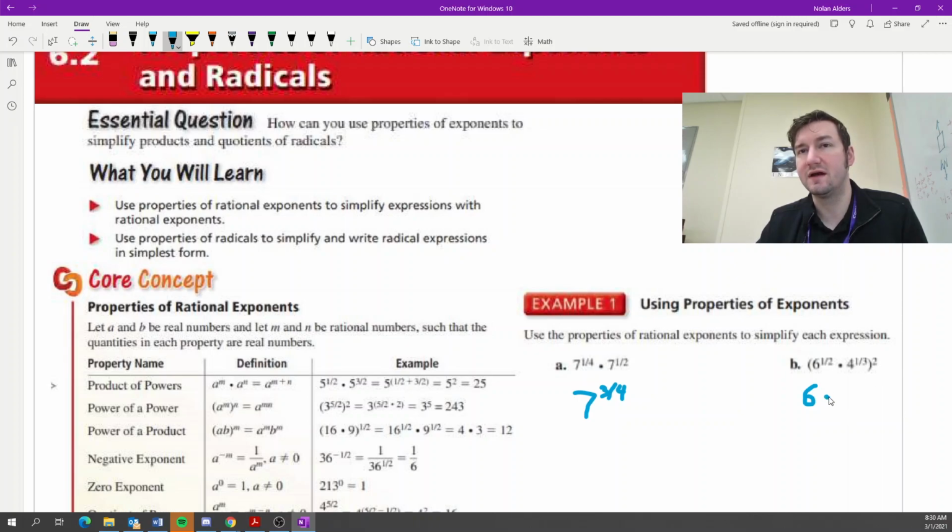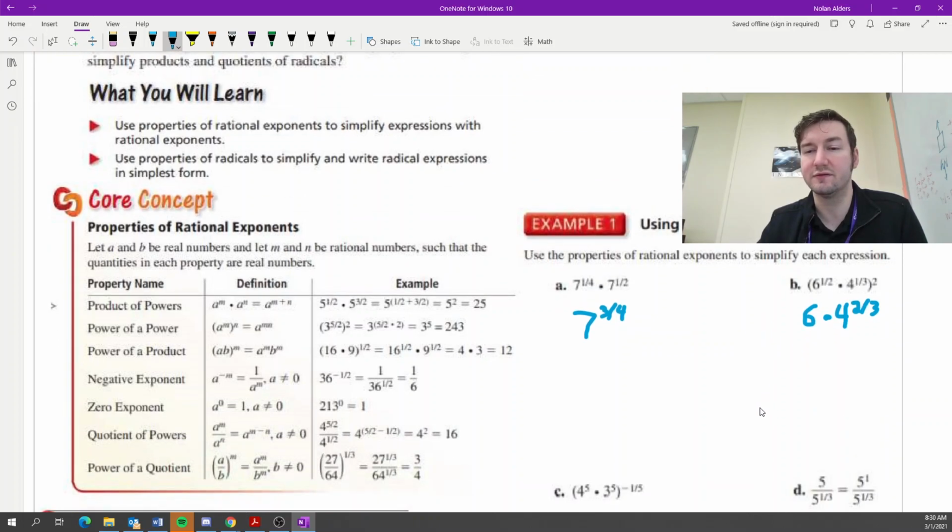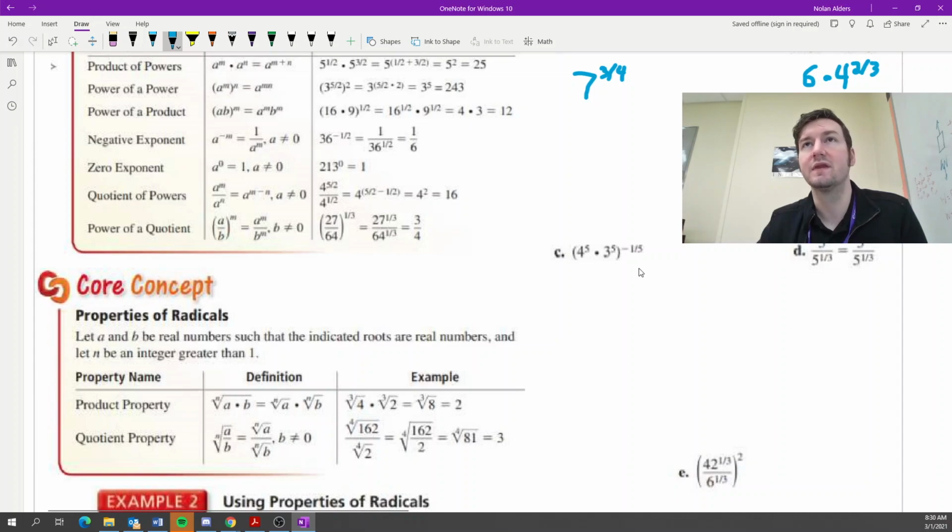So we'll have 6 times 4 to the 2/3 power. Okay, so 6 times 4 to the 2/3 power. Honestly, I feel like that's about as simple as you can get, because we still don't have the same exponent or the same base. That's what you're kind of looking for, same exponents or same bases.